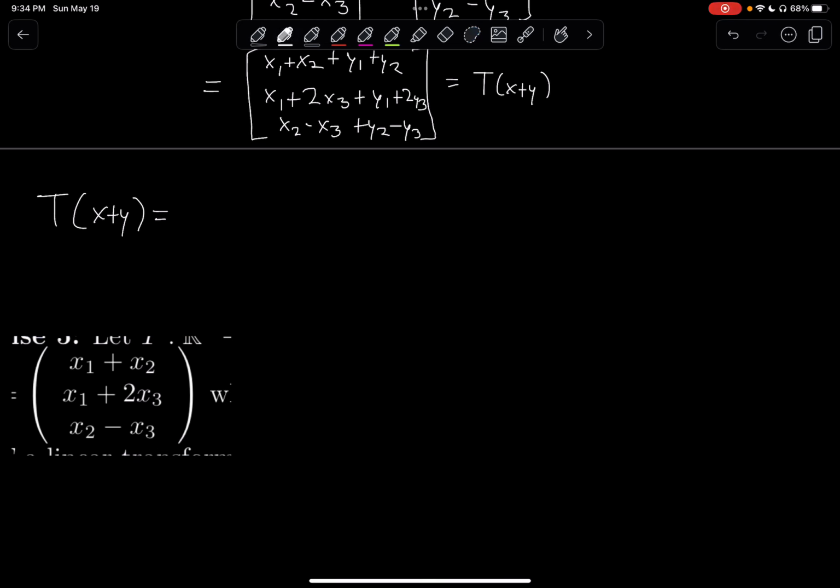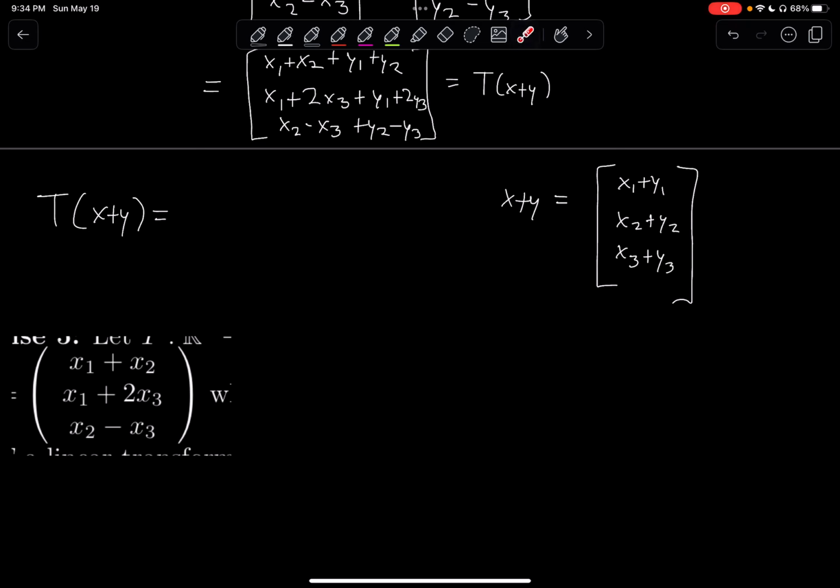So what is T of x plus y? Let's compute that first. Or I guess x plus y, really. So over here, I'll do that. x plus y is simply equal to x1 plus y1, x2 plus y2, and then x3 plus y3. Let's draw a better y here. So that's my vector in R3.